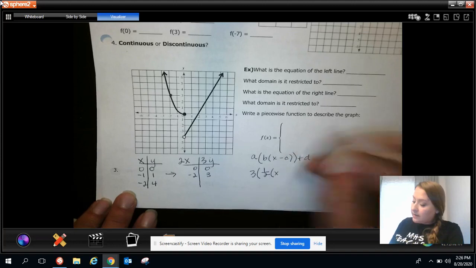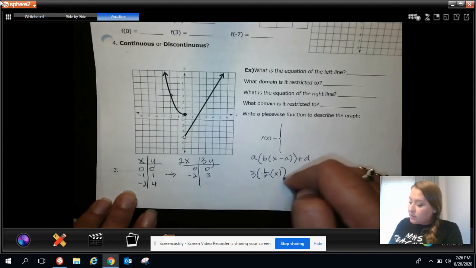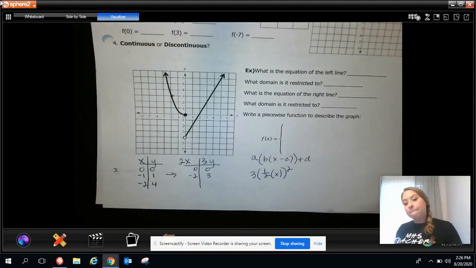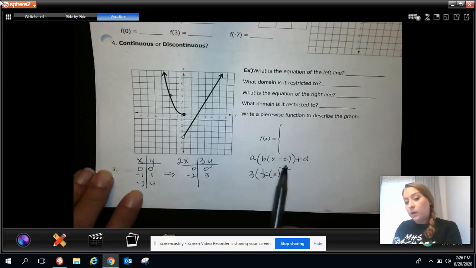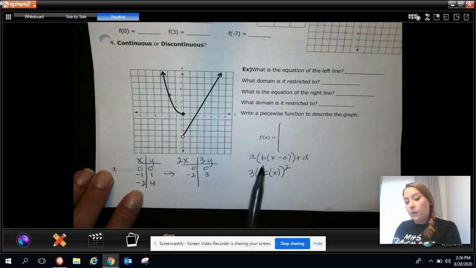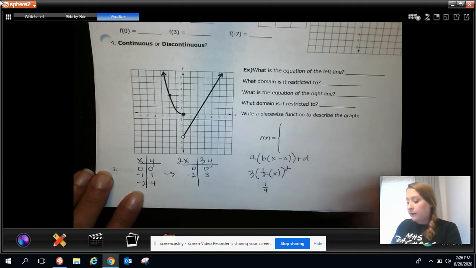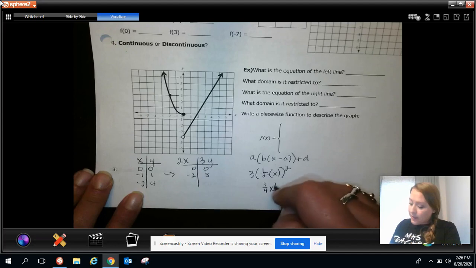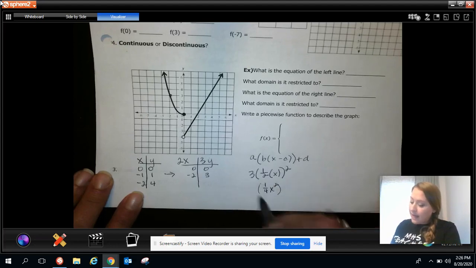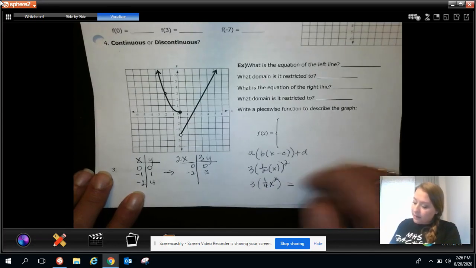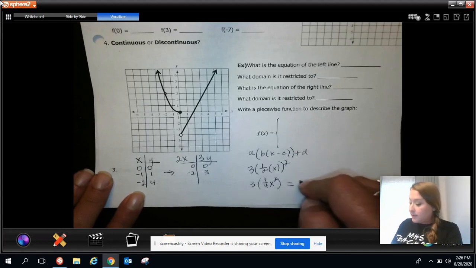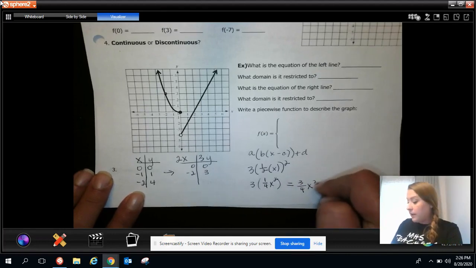And then x, there is no shift left or right, so we can just write it like that. So 1/2 x squared, we would have to square both the 1/2 and the x. So squaring 1/2 is 1/2 times 1/2, which is really 1/4. And x times x is x squared. And that is being multiplied times 3. So my final equation, 3 times 1/4, is 3/4 x squared.